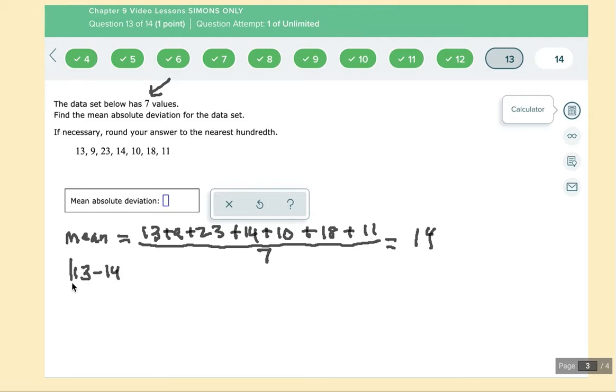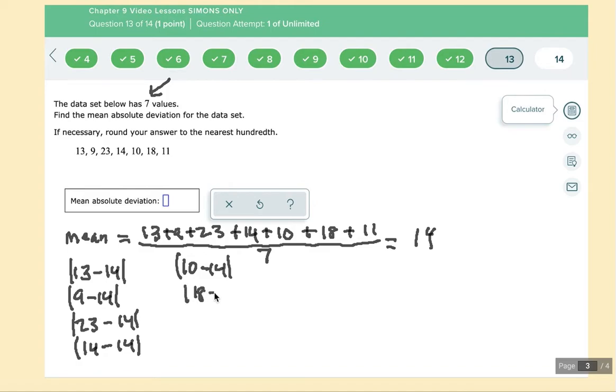So we have 13 minus 14. We have 9 minus 14, and these brackets I put around it are simply a way of showing that whatever my number is, I'm going to make it positive. That's what absolute value means. 23 minus 14. And then 14 minus 14. What's interesting about this one is we're going to have a 0, and that's kind of fun. So 10 minus 14, and then 18 minus 14, and 11 minus 14.